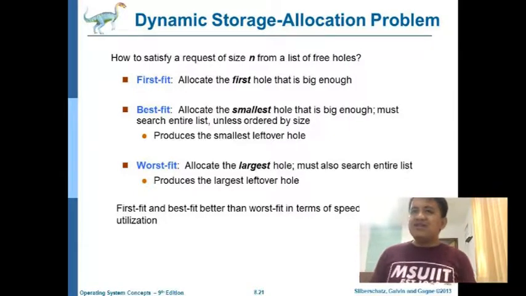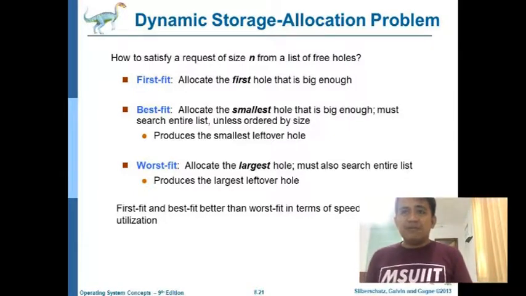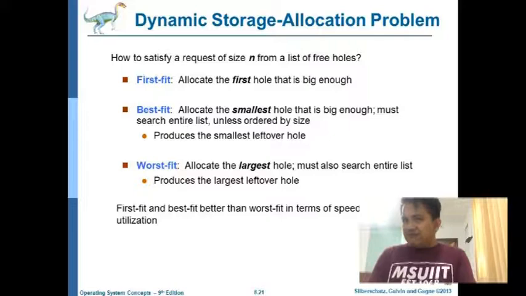Now, technically, first fit and best fit are better than worst fit in terms of speed and storage utilization. Why? Because best fit and worst fit may be quite comparable in terms of speed, but in terms of storage, best fit is eventually better than worst fit because it can manage storage wisely in comparison with the worst fit.